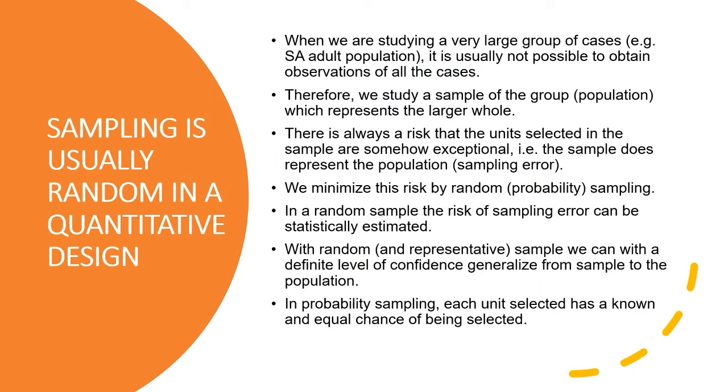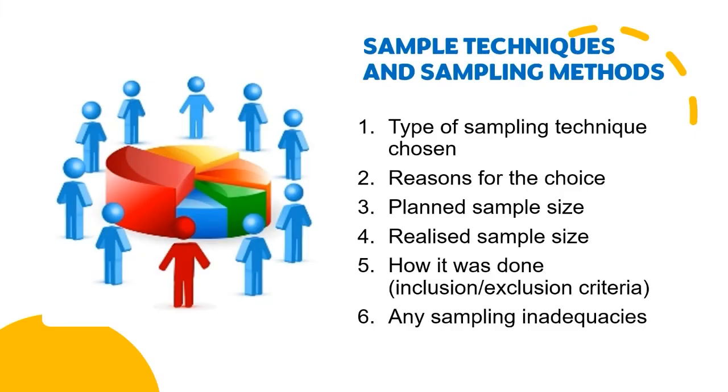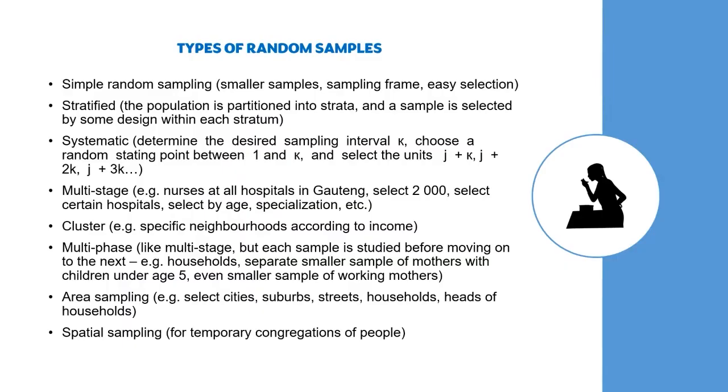Sampling is usually random or probability in quantitative designs. And as I said before, in a probability sampling, each unit selected has a known and equal chance of being selected. We need to work out what type of probability sample works the best. We need to give the reasons for our choice. We always need to say, what is our planned sample size when we set off? And what is our realized sample size? What happened in the field? How was it done? What were the inclusion and exclusion criteria? And are there any sampling inadequacies?